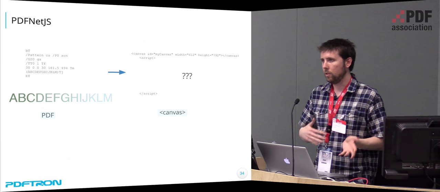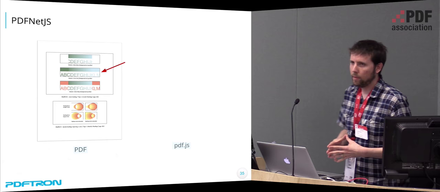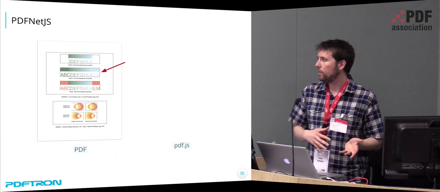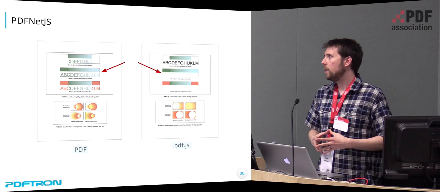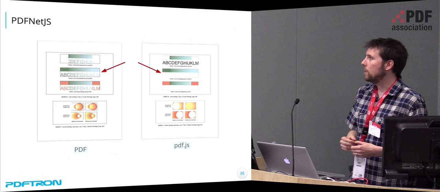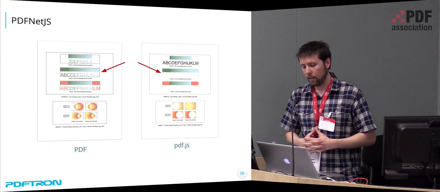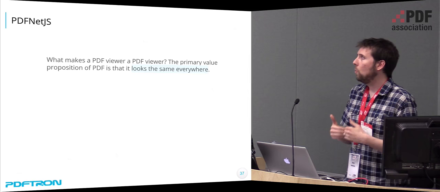So this is the page it came from. It's actually a page from the PDF specification. That red arrow is pointing at the text I showed you on the left. And then when you try to render this using PDF.js, which uses the Canvas element, this is its output. In this case, the text is just missing, and you can see that there have been other problems created on this page as well, which is troubling to say the least. And when you see this sort of thing, you really have to ask yourself, and this was talked about a bit at that panel, what makes a PDF viewer a PDF viewer?